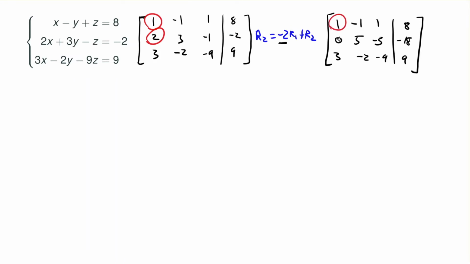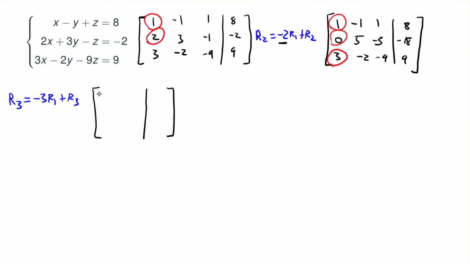So we have 1 here, 0 here. That's good. Now we have to make this 3 a 0. So in order to do that, I'm going to apply a row operation. Row 3 will become -3 times row 1 plus row 3. I'm going to multiply -3 to row 1 and add across so that this will be 0. So let's see what we get once we do that.